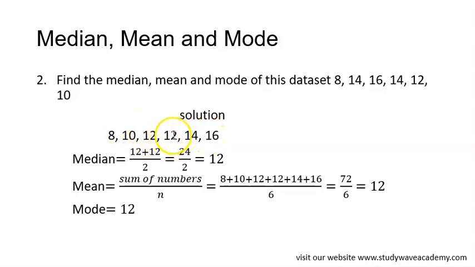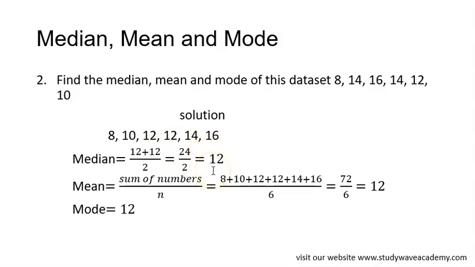12 plus 12. Now we have 2 middle numbers. So we are going to add them and divide them by 2. That is how you get the median, okay? If you have 2 numbers as the median, you add them together and divide by 2. So 12 plus 12 is going to give you 24. 24 divided by 2 is going to give you 12. Okay? We have gotten the median now.